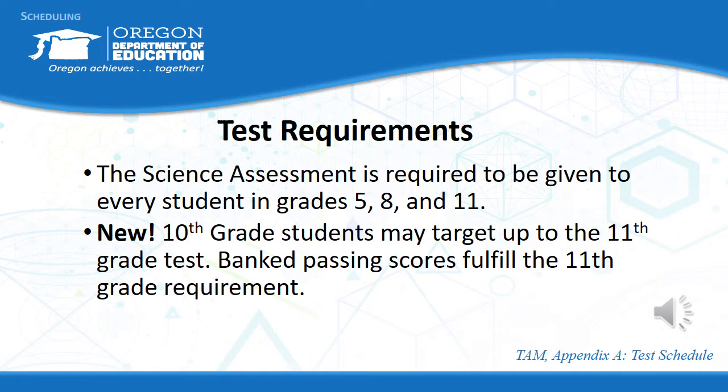Test requirements. Students in grades 5, 8, and 11 take the OSAS Science Assessment with the expectation that at least 95% of students participate. This requirement is the same as previous years. New for this year, high school students who have completed advanced coursework may target up and bank a passing score in 10th grade, fulfilling the 11th grade requirement.